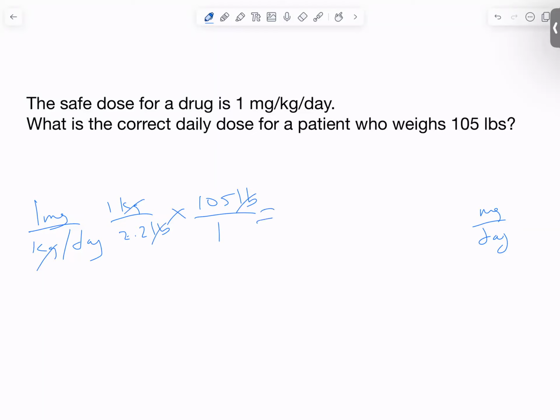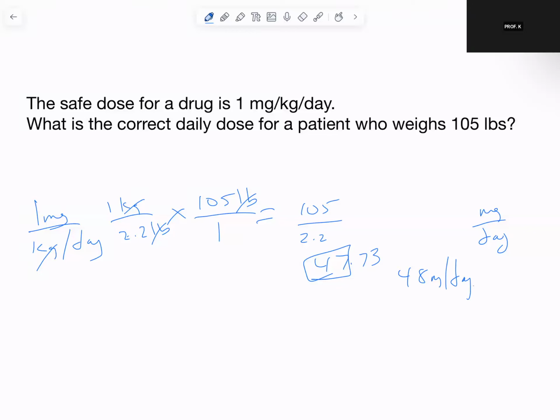I don't know when. But 1 milligram, 1 times 1 times 105 is 105. And 2.2 times 1 or nothing is 2.2. And when you divide it, it'll give you 47.73. We round up to a whole number, and that would be 48 milligrams a day. Now, another way you will see the 3-factor written is this is per day, the whole day. They're going to get 48 milligrams. But what if I want to know per dose?